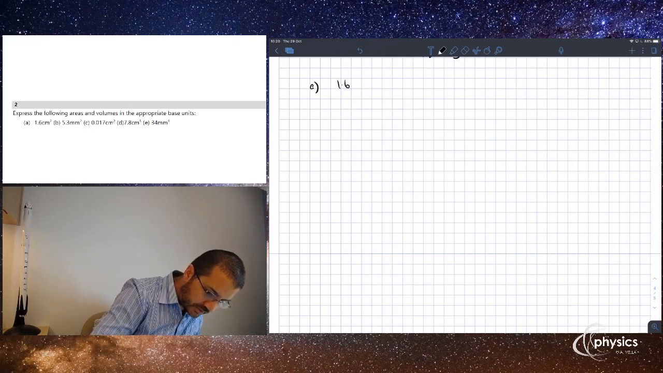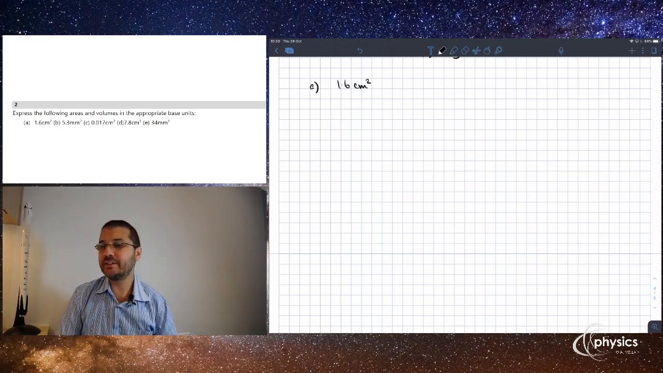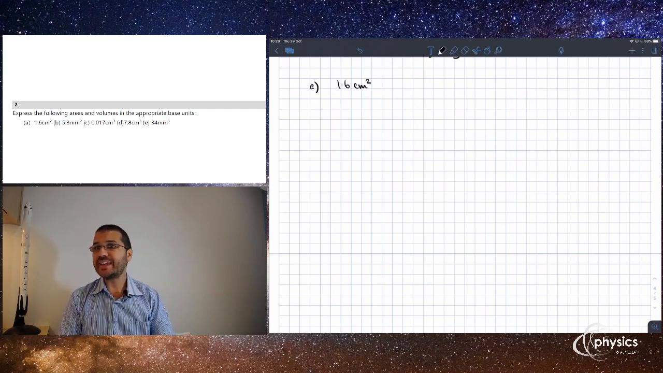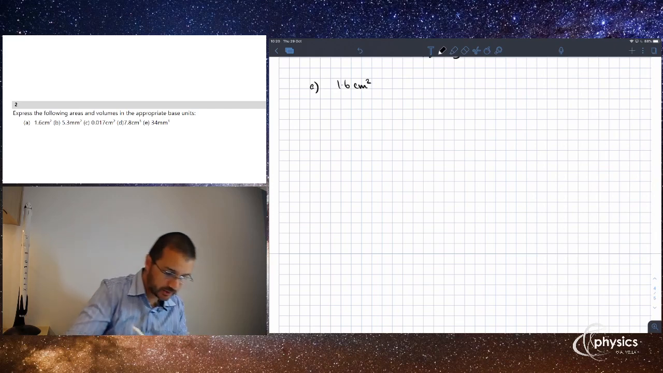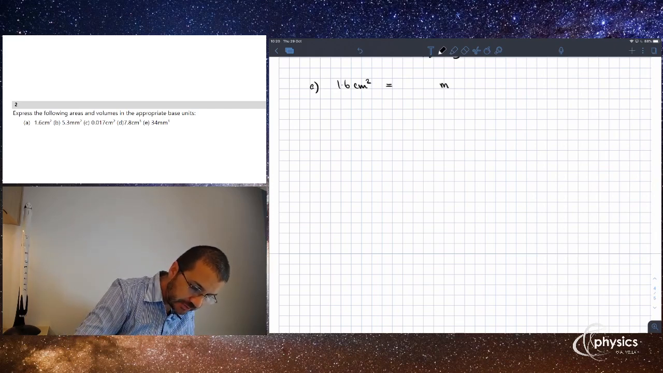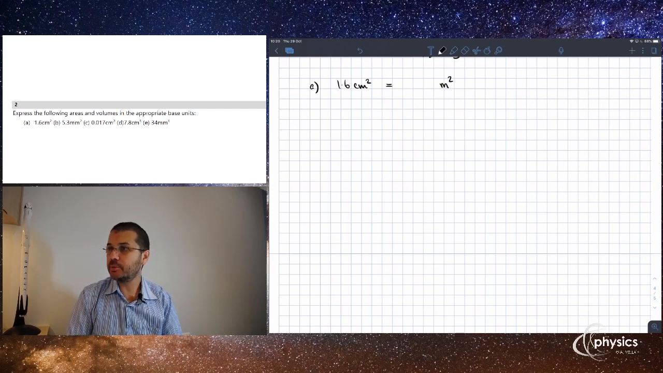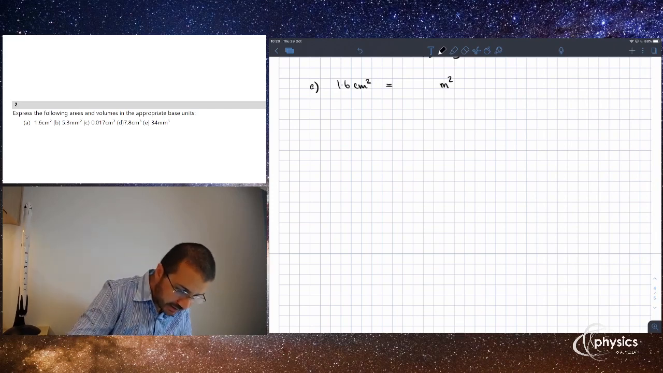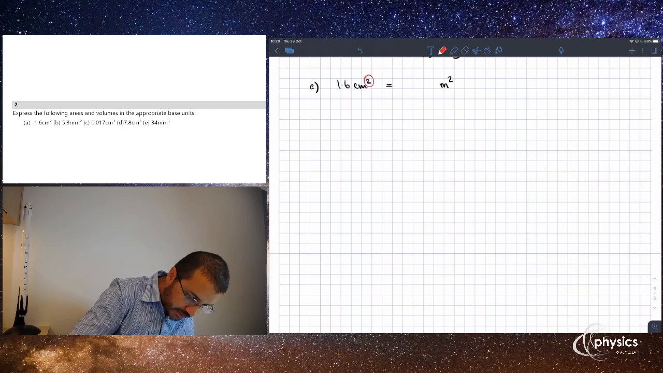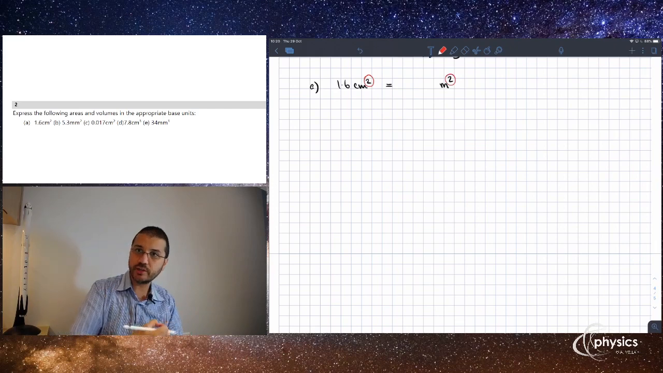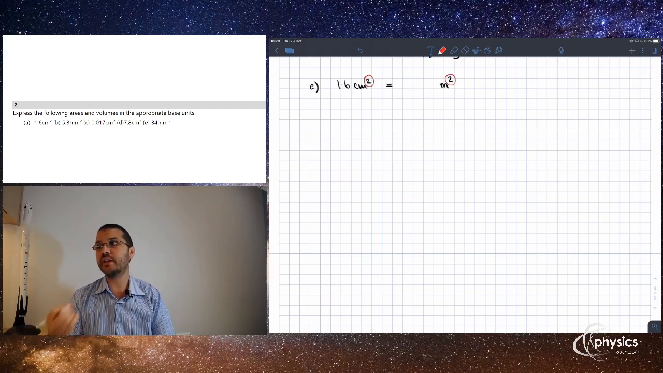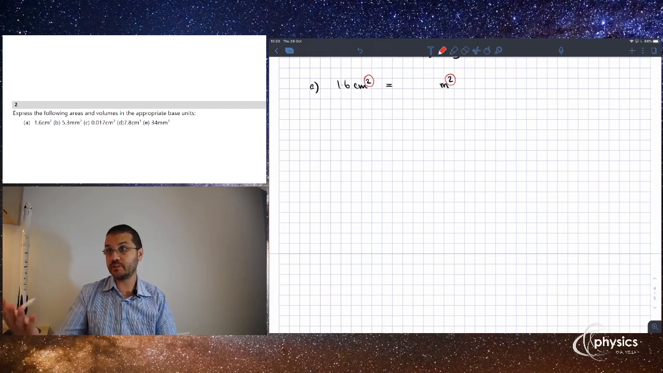So I have 1.6 centimeters squared, and I need to change that into the SI unit. Now, the SI unit of area would be what? Meter squared. So I have to change centimeter squared into meter squared. Now, the problem when you're converting something like this is this power. Here, we're not converting centimeters to meters, we're converting centimeters squared to meters squared. And by the way, you can never convert centimeters squared to meters, alright?